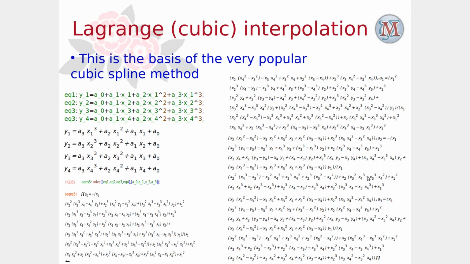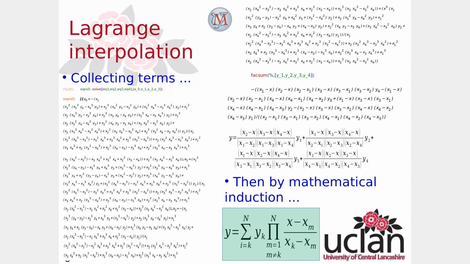You could try and trawl through that yourself. I don't recommend it. I'm sure you don't recommend that yourself. And then you can ask it to collect terms. So solve the equation by collecting the terms, and finally the factorization will lead you to this result. And now we can hopefully see a pattern.